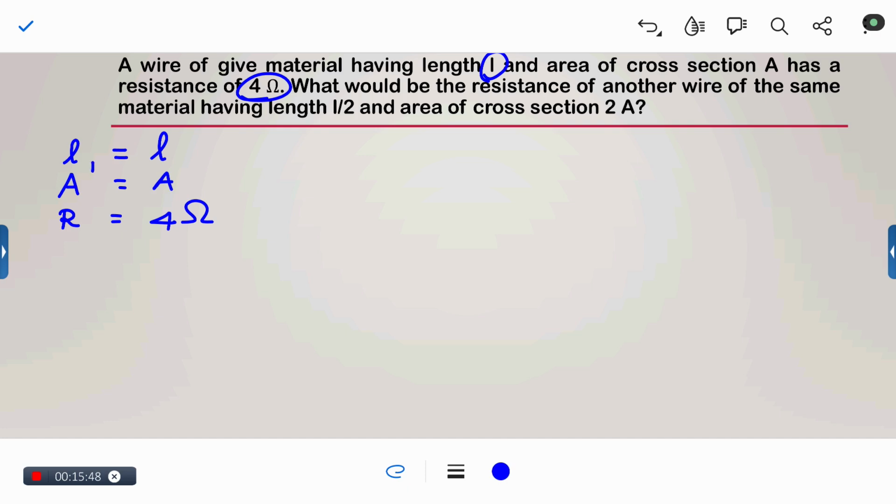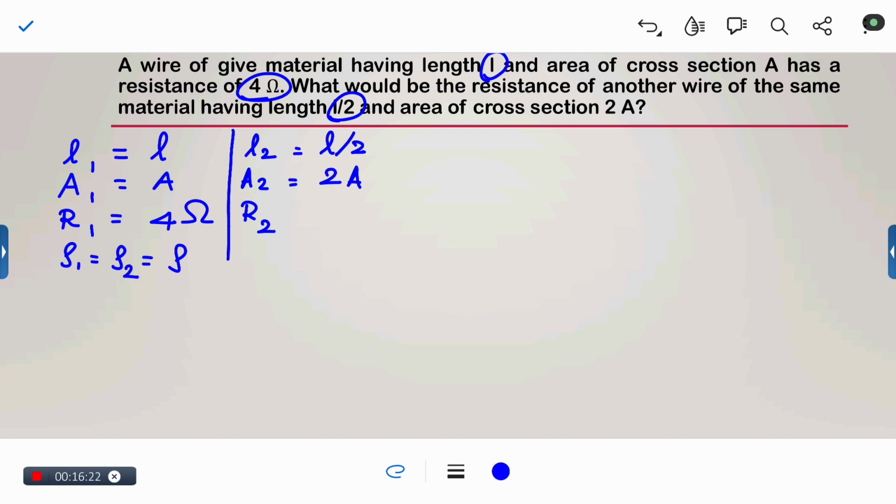Next, what would be the resistance of another wire? Since we are taking 2 different wires, let's take A1, L1, R1 and L2, A2, R2. What would be the resistance of another wire of the same material? Since both wires are made of the same material, let's take the resistivity ρ1 and ρ2 equal to ρ. And L2, the length of the wire, is given as L by 2. It's not 1 by 2, clear? L by 2. And A2 is given as 2A. If it is like this, we are going to identify the resistance.